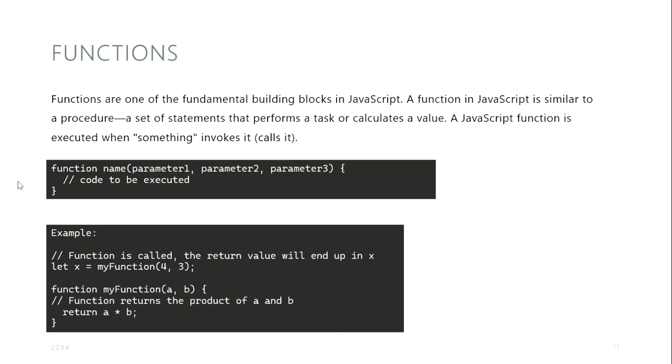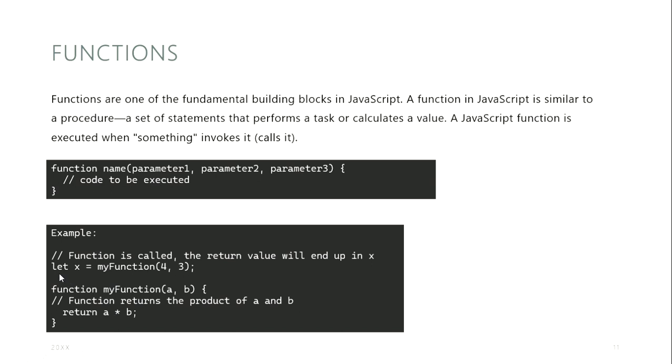So this is the syntax for a function. We have the keyword function, then we have the name and we have the parameters. Inside the curly braces we write the code to be executed. This is the function body. Now taking an example, I have a function myFunction. This myFunction takes two parameters a and b and returns their product, a times b.